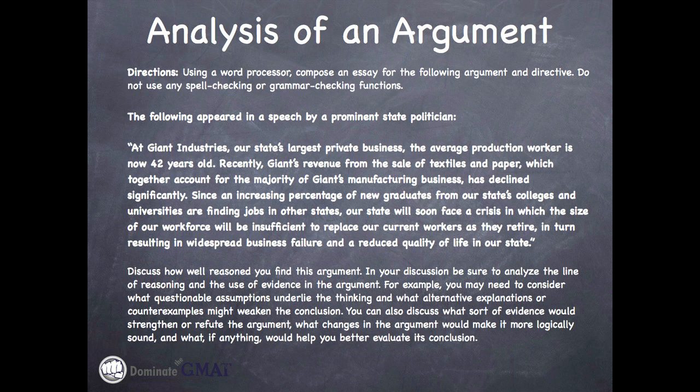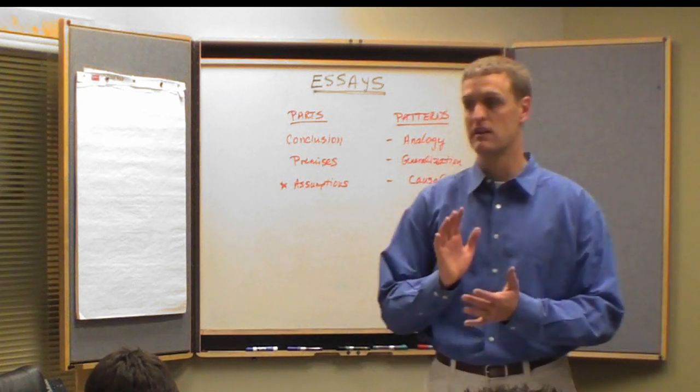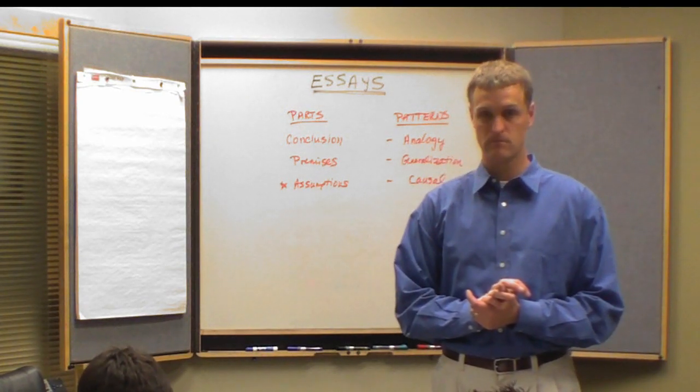What are the parts of the argument? How well do they fit together? How much does the evidence support the argument? For example, you may need to consider what questionable assumptions underlie the thinking. That's exactly what we've been trained to do. And what alternative explanations or counterexamples, especially with causal arguments, those confounding factors, might weaken the conclusion. Stop, period, end of story. You can get a 6 if you just do that.